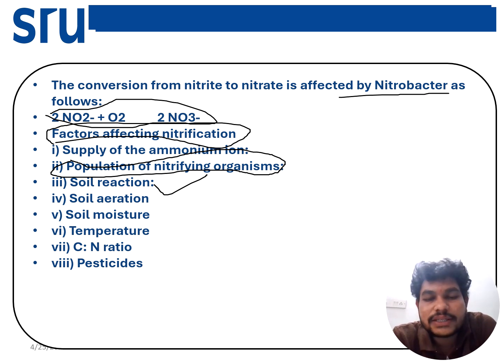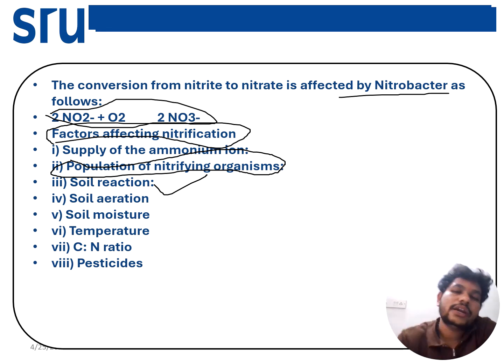Then the pesticides. Pesticides are harmful for the bacteria. If the pesticide content increases, the microbes will die. And heavy metals also: if the heavy metal content is more, nitrification will get reduced, because the soil will become biologically sick, or the soil respiration will get reduced, and the oxygen content will also get reduced, so pesticides and heavy metals will reduce nitrification.